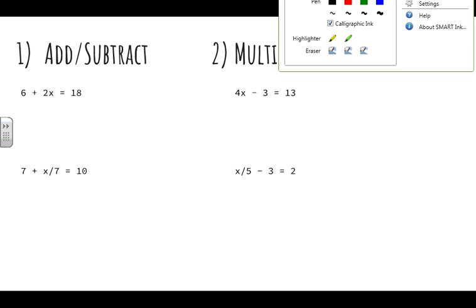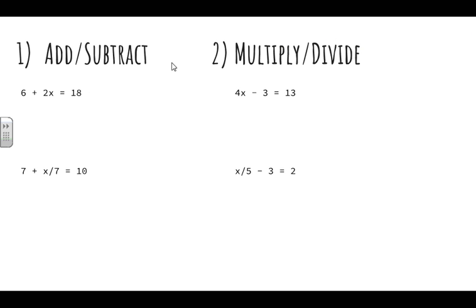Let's do a few more. You can see I've put my two steps up here for you. First, add and subtract. Second, multiply and divide. So let's just take this one equation at a time. Here we have 6 plus 2x equals 18. In order to solve, first we are going to subtract 6. Because that's a positive 6, we're going to subtract 6.